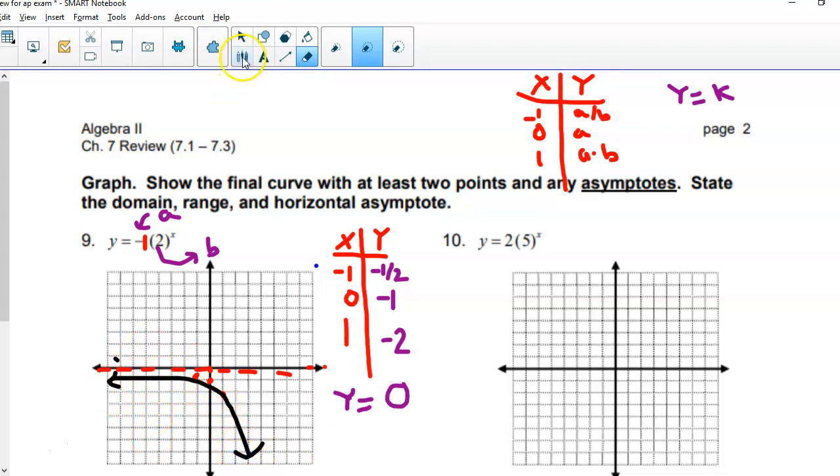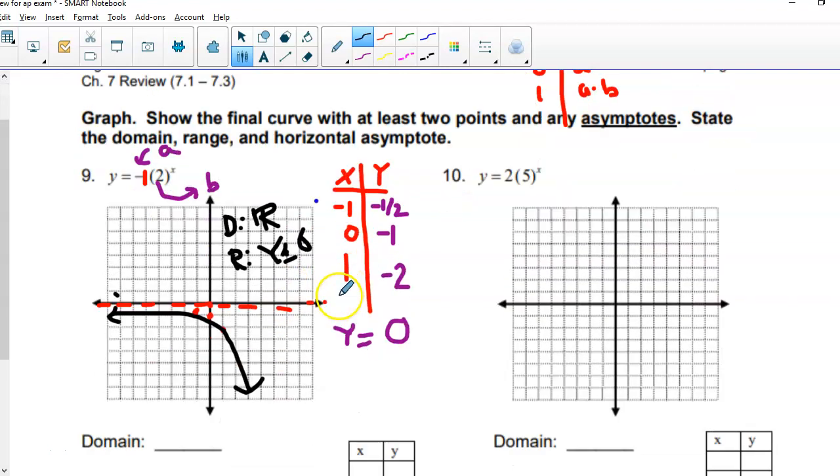And we have to talk about our domain and our range, and our domain will always be all reals. And then our range is talking about all the possible y values. If you go up and down, you'll notice you don't have any y values. You have no graph up here above this line. They're all below that line. So we say y is less than or equal to 0 for our range.